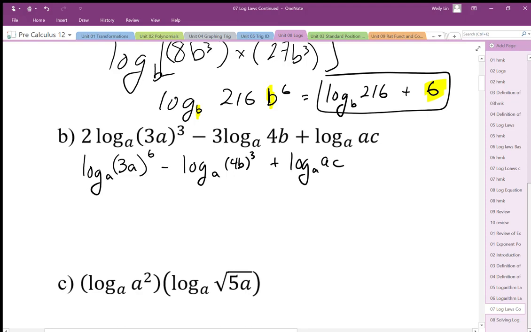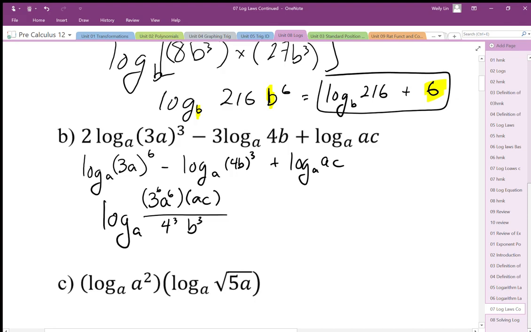One way to do this is that logs are exponents, so positive logs go in the numerator, negative logs are negative exponents and go in the denominator. So here I have numerator, denominator, numerator. Log base A, common base, I can write this as 3A all to the power 6. I'm just going to separate that power because I'm going to have to evaluate that. That's going to be times AC, and that's going to be in the denominator. So cubed.